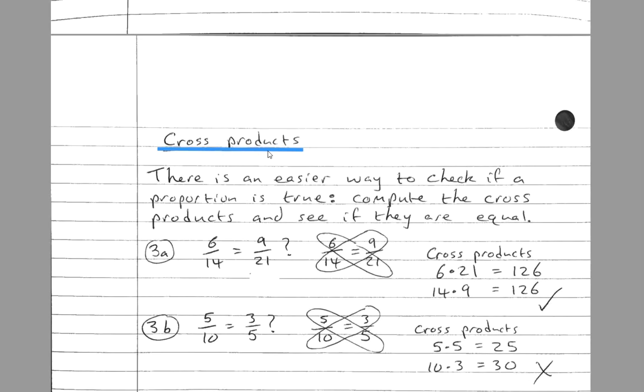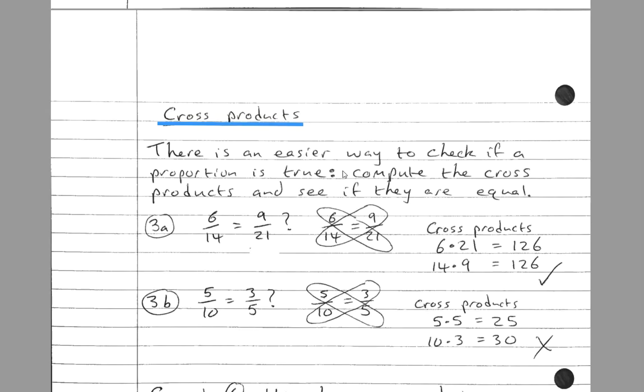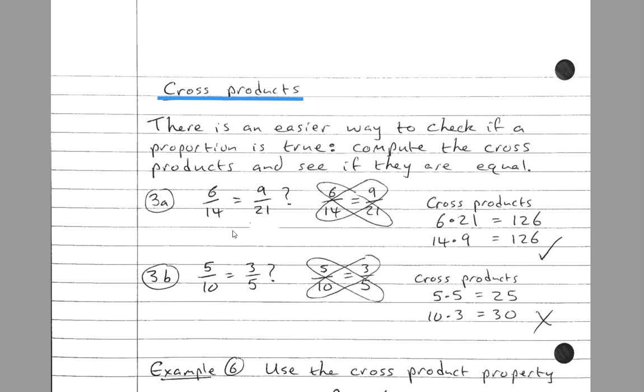All right, in fact, there is an easier way to check if a proportion is true or false using cross products. So let's look at these same two again: 6/14 and 9/21. For the cross products, you're multiplying 6 times 21. That's the first cross product. And then 14 times 9, that's the second cross product.